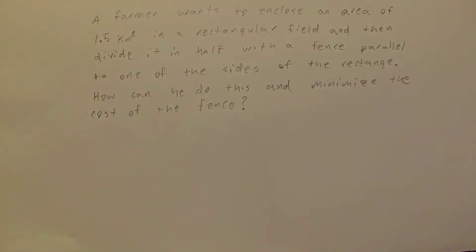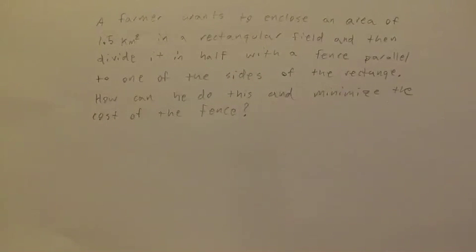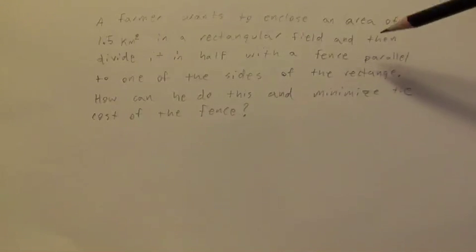So let's say, that just about fits. Let's say a farmer, and it's going to be another fencing farmer problem, but these are good to start with. And let's say a farmer wants to enclose an area of 1.5 square kilometers in a rectangular field, and then divide it in half with a fence parallel to one of the sides of the rectangle. Okay. So how can he do this and minimize the cost of the fence?